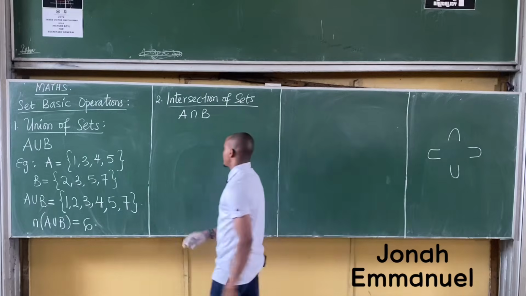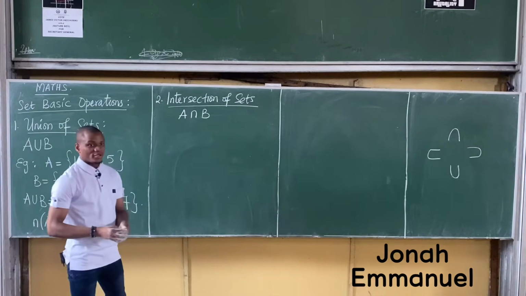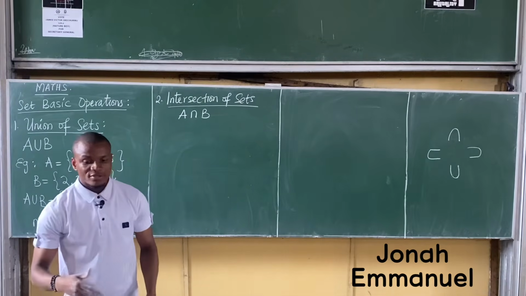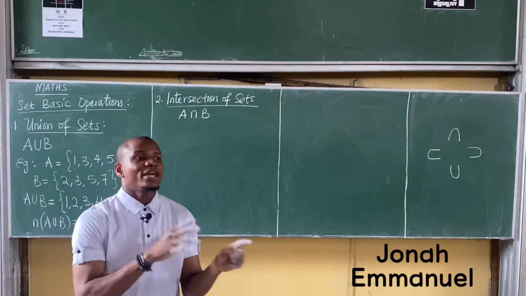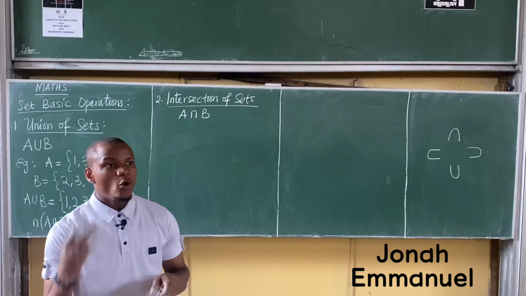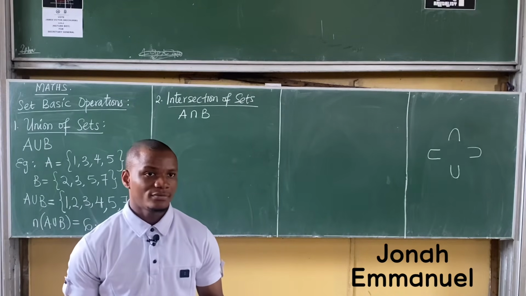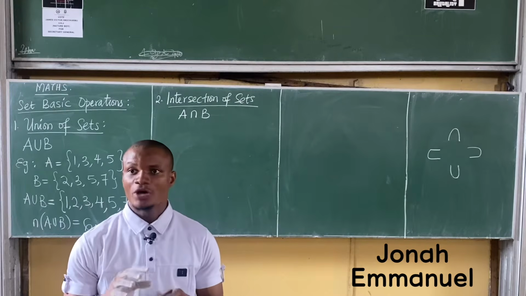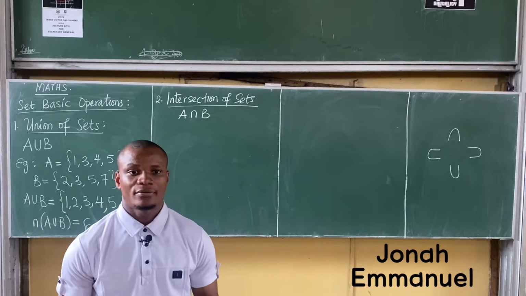Alright, back to this. We said it's written as A intersection B. It gives only the elements that are in A and B. Full stop.